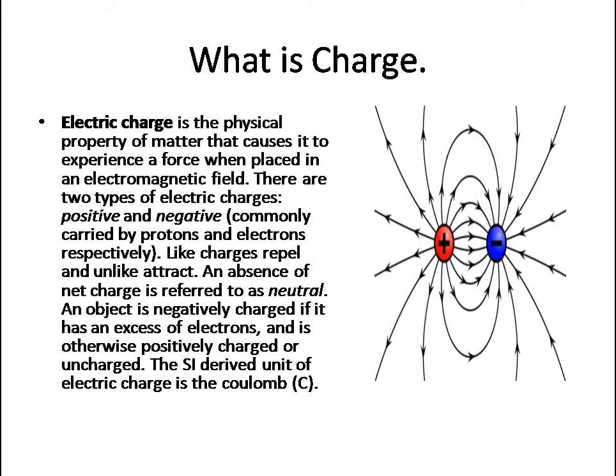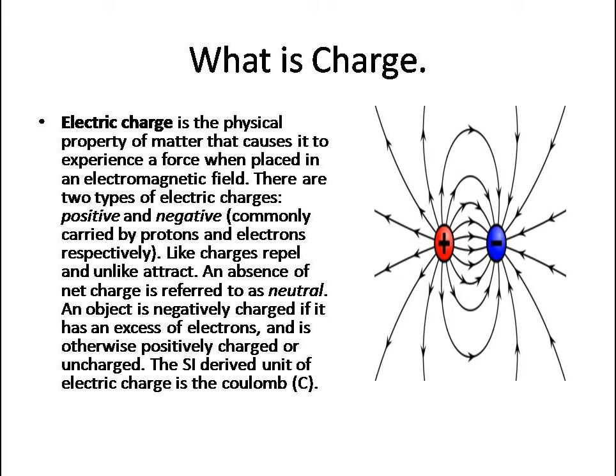Now if an atom has an equal number of electrons and protons, that means this atom has zero charge, neutral charge. If an atom has an excess number of electrons, that means this atom is negatively charged, and if this atom has fewer electrons than protons, then this atom is positively charged.